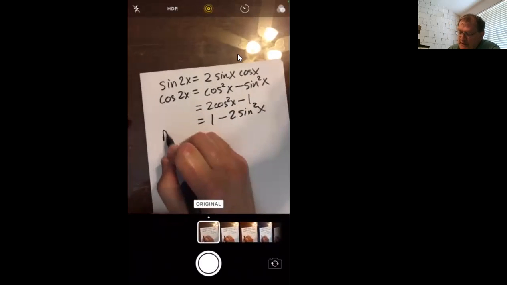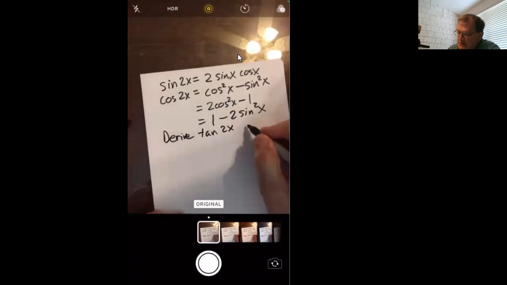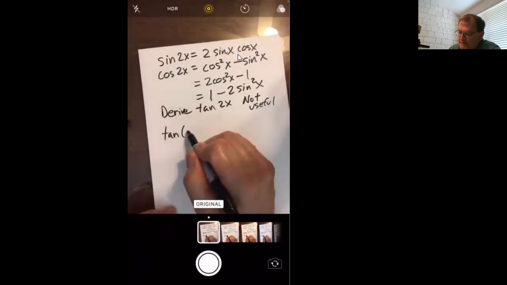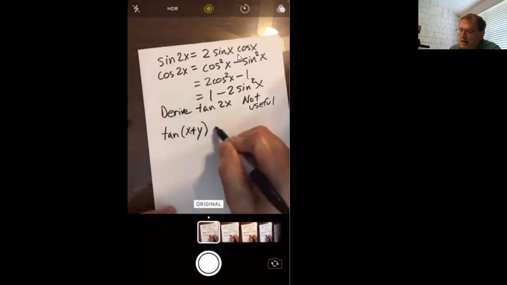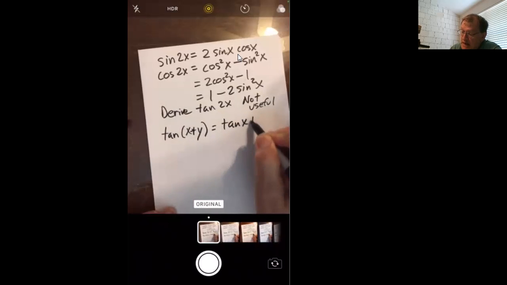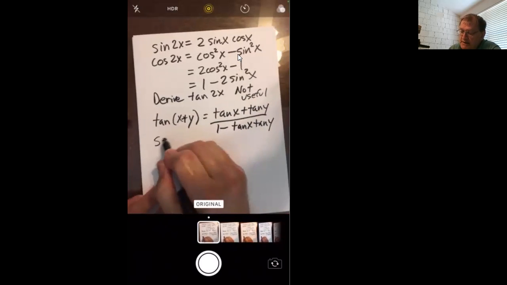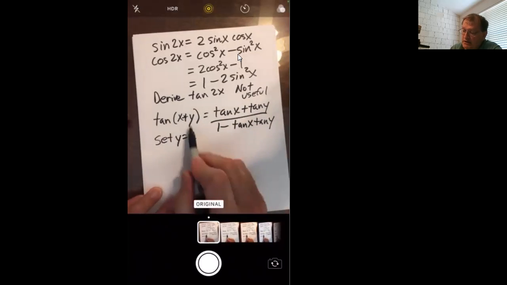All right, I can derive the tangent of 2x, but it's not useful. But I'll go ahead and do it. You'd have the tangent of x plus y. If you remember, I'll start with the standard formula for x plus y. Remember, it distributed on top, but you went 1 minus the product. All right, see if you can set y equals x and see what you're going to get. Well, you're going to get x plus x.